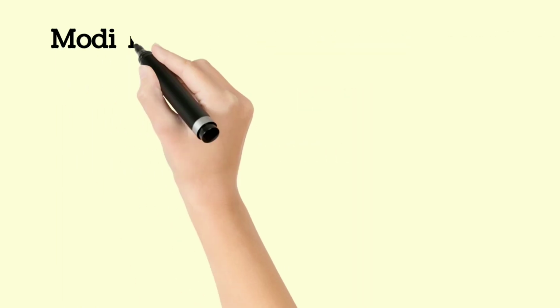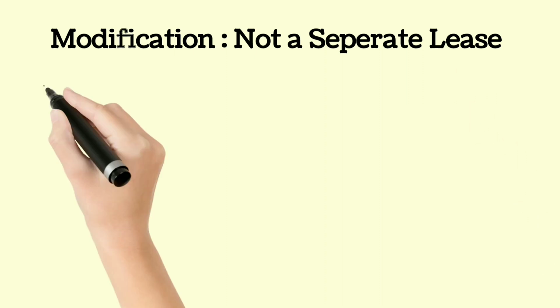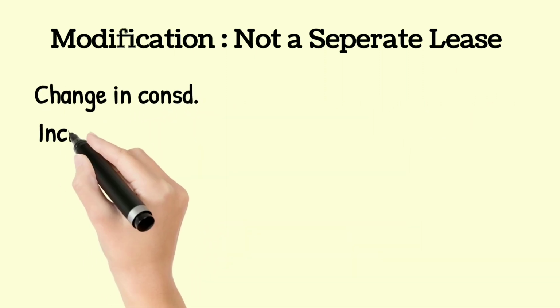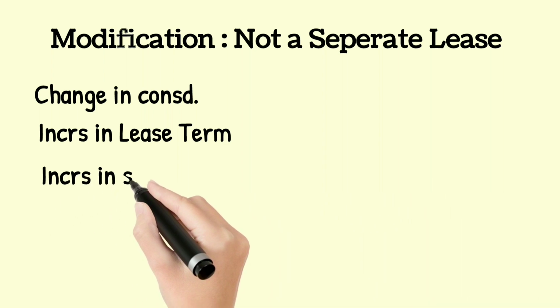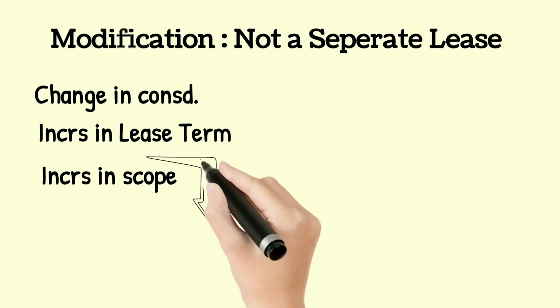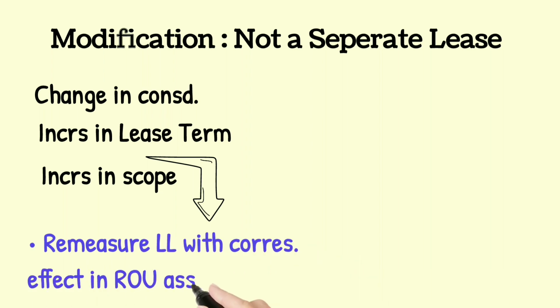If any of the two conditions given in the previous slide is not present, then the modification will not be accounted as a separate lease. So what will we have to do in that case? If it is a case of change in consideration, increase in lease term or increase in the scope of the ROU asset, then we will remeasure the lease liability at the modification date. First we will find the modification date and remeasure the lease liability by discounting the cash flows at present value and make the same corresponding adjustment to the ROU asset. That is, we need to pass a single journal entry and our work is done. For this we will use all the revised values.